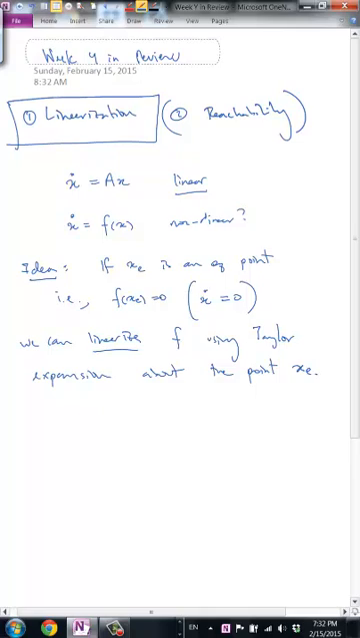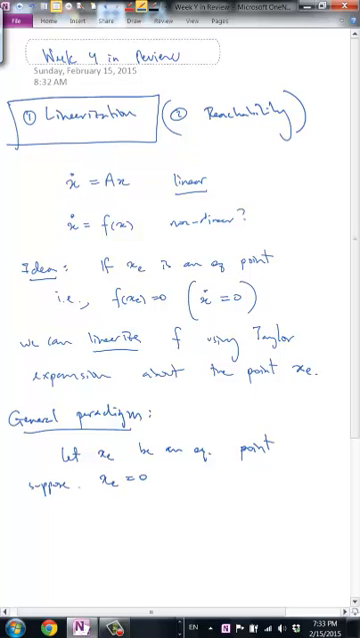So I think I'm just going to do 2 more examples. We'll do 3 examples in class, but hopefully this will help. But the general paradigm is the following. Let's let xe be an equilibrium point. And again, for simplicity, let's just assume that this is 0.